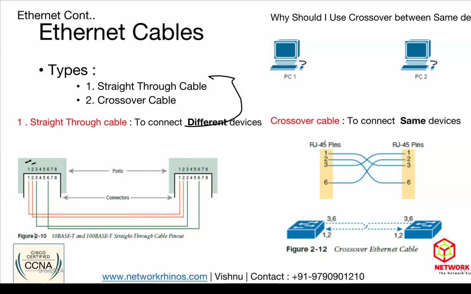Crossover means pin 1 goes to pin 3 on the other end, pin 2 goes to pin 6, and vice versa: 3 to 1 and 6 to 2. Tell me, is it straight through or crossover? You have to see both the ends to understand whether it's straight through or crossover. You also check.